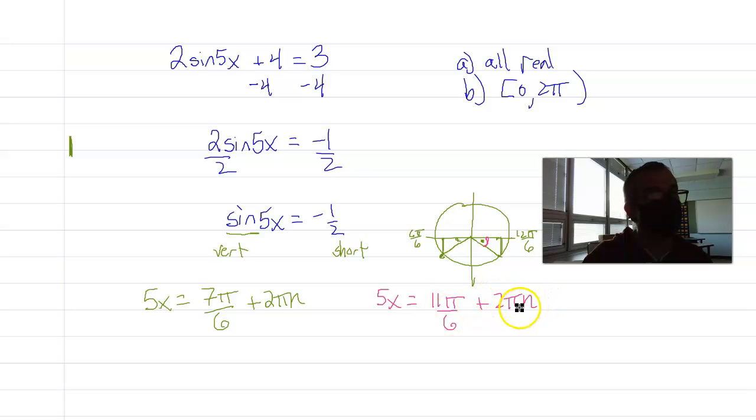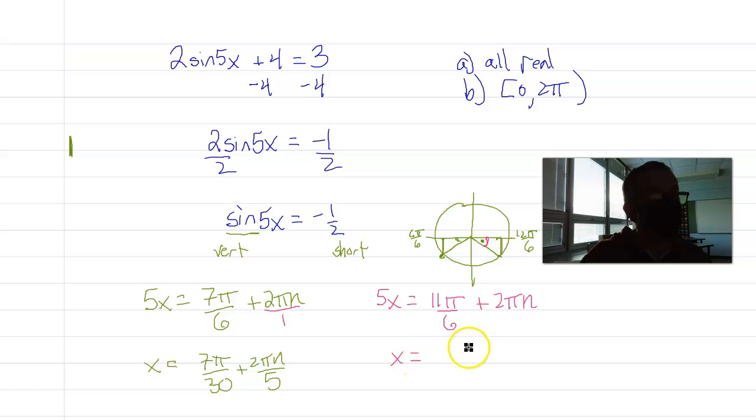Now, x is not by itself yet. So let's divide both sides by 5. And what I'm really going to do is multiply by 1/5. So when I divide 7 pi/6 by 5, I'm really going to make that denominator 5 times bigger to have 7 pi over 30. And I'm thinking of this as being over 1. So it becomes, of course, 2 pi n over 5. And a similar thing happens on this side.